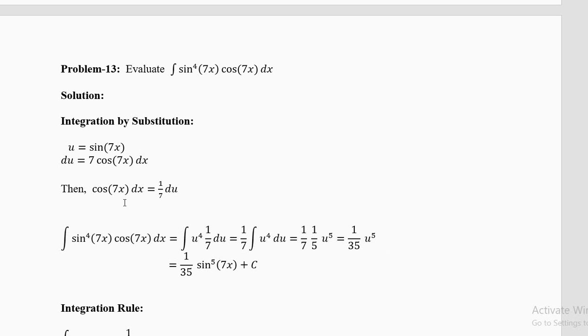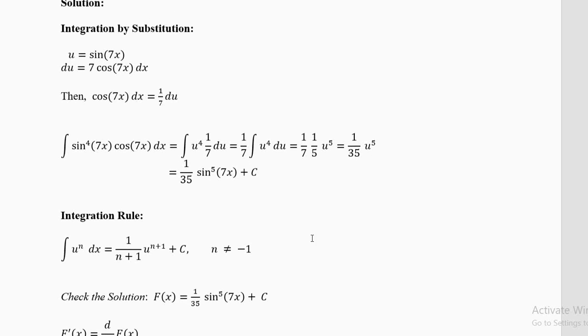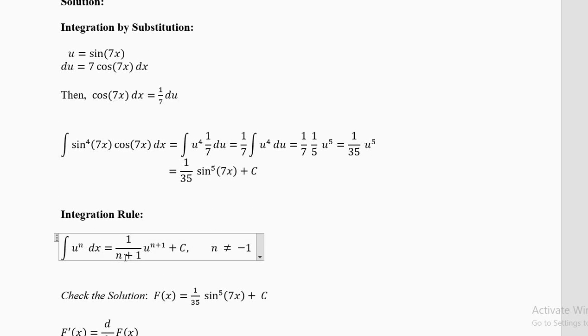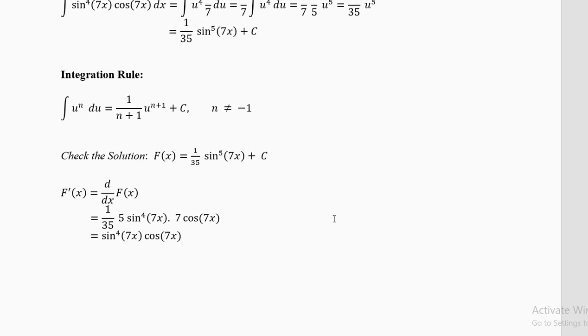How much is u? u is equal to sine 7x. Now put back the value. It is sine power 5 as we had seen. Only this number 1 over 35 had to be fixed actually in this answer. And we have not used any identity in this question.